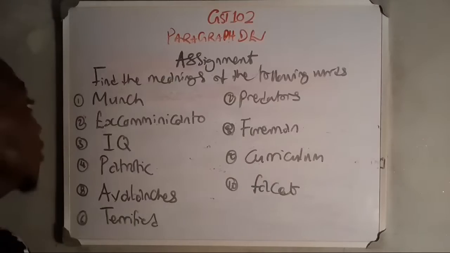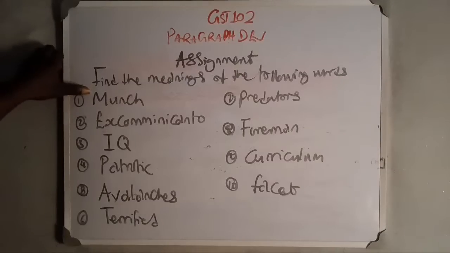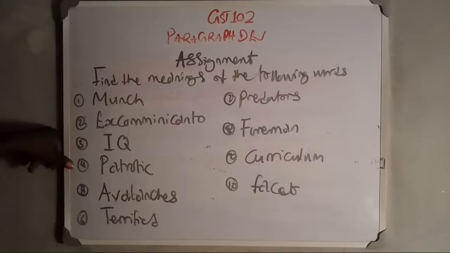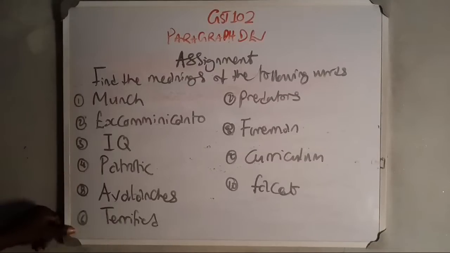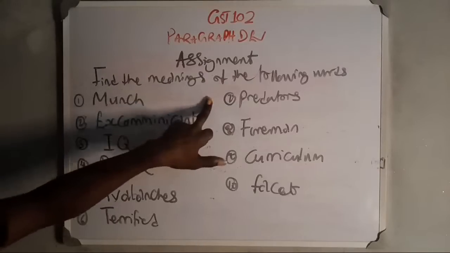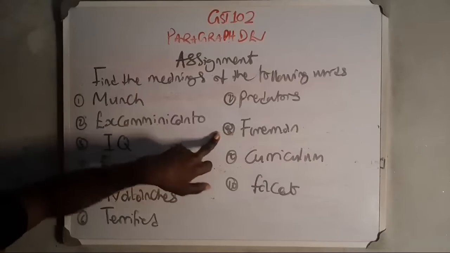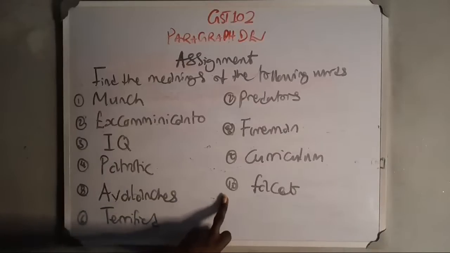I believe we can see them clearly. Okay, so we have munch as the first word, excommunicanto as the second word, IQ as the third word, patriotic as the fourth word, avalanches as the fifth word, terrified as the sixth word, predators as the seventh word, foreman as the eighth word. We have curriculum as the ninth word, and facet as the 10th word.